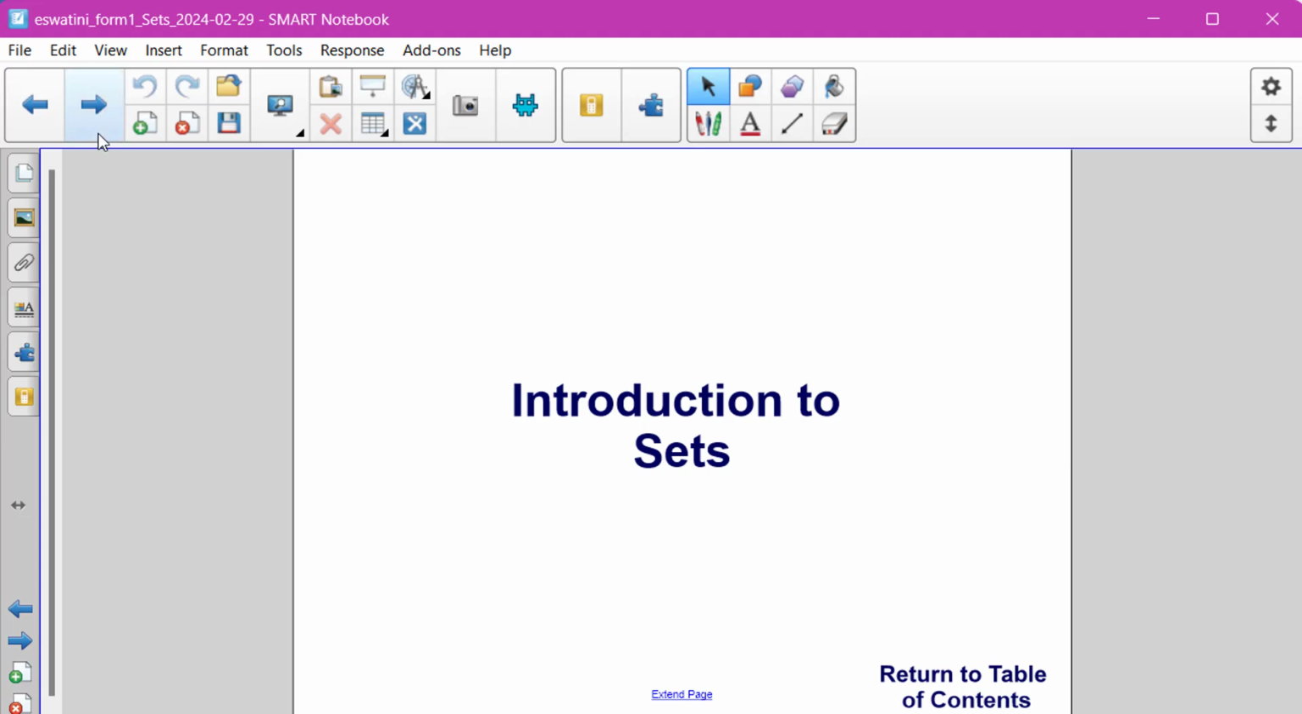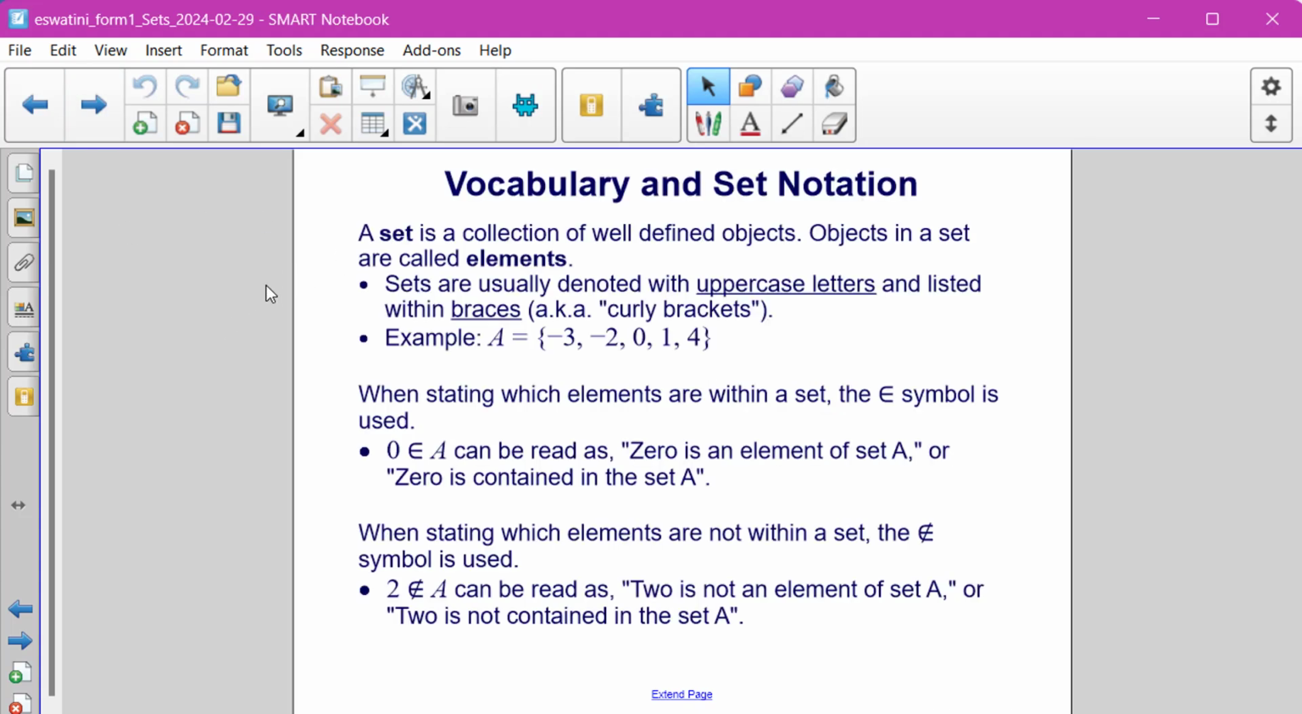Introduction to sets. A set is a collection of well-defined objects. Objects in a set are called elements. Sets are usually denoted with an uppercase letter, for example, capital A, and listed within braces. So we have a brace on the left side and the right side. They're also known as curly brackets, and the numbers between our braces are the elements of our set A. So we have -3, -2, 0, 1, and 4.